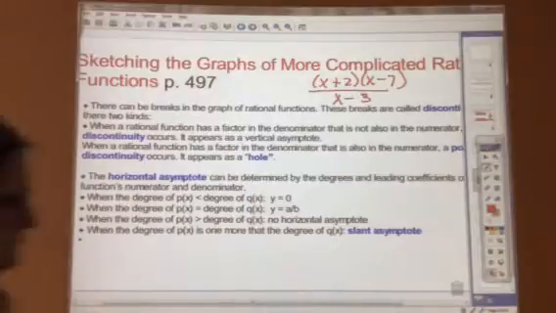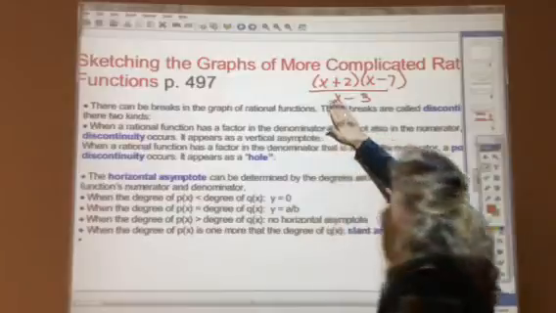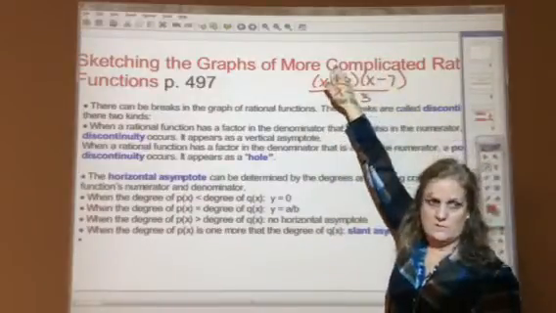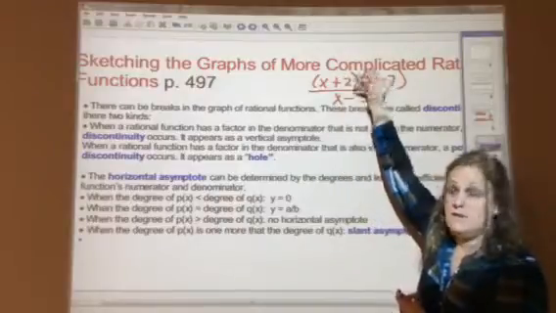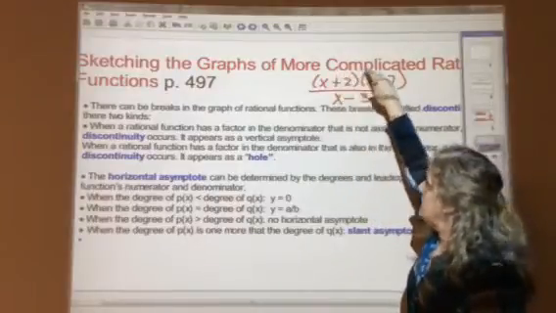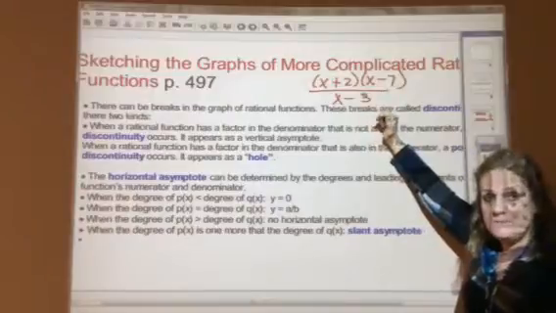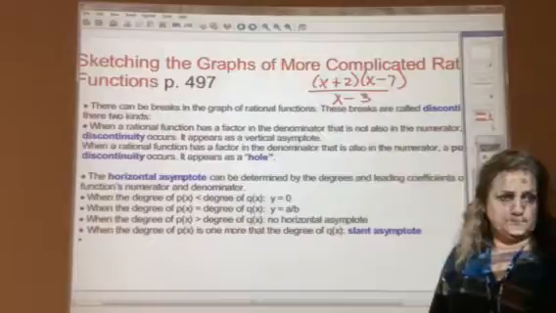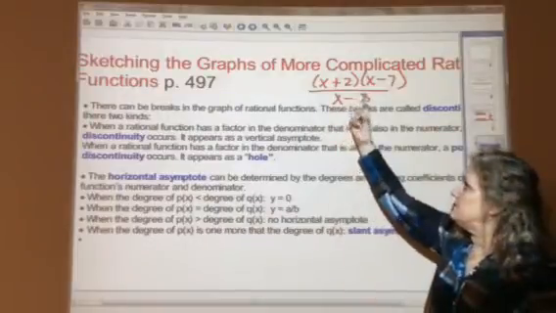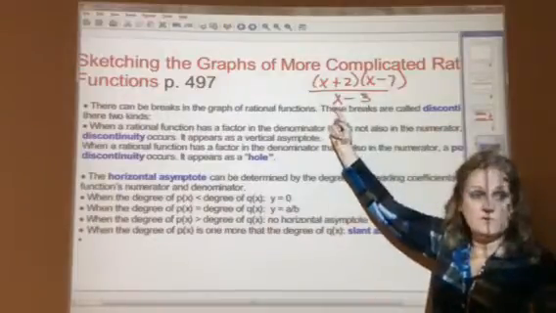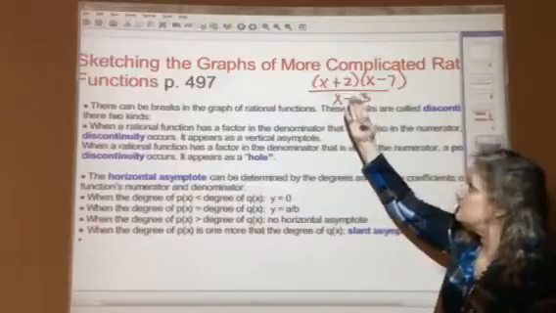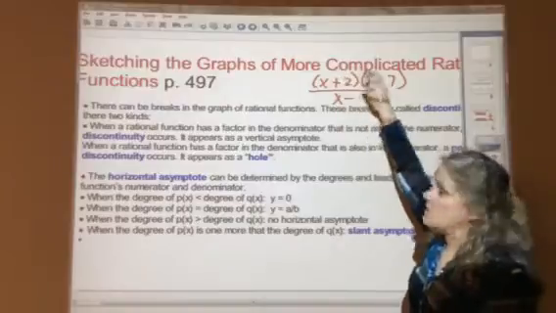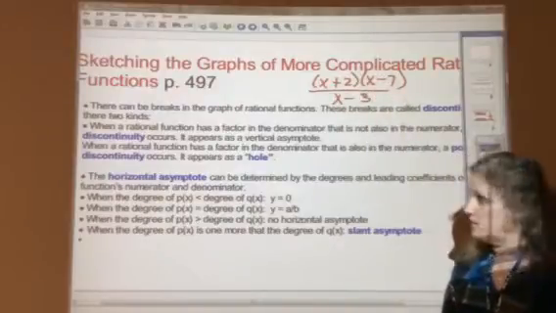Okay? It's saying, if there's a factor in my denominator that is not in my numerator, which this one's not up there, right? Factor here that's not here, it's a discontinuity. It is going to be a vertical asymptote. Because all you do is set this equal to 0. So my vertical asymptote in this case would be 3. Because that factor was not here.